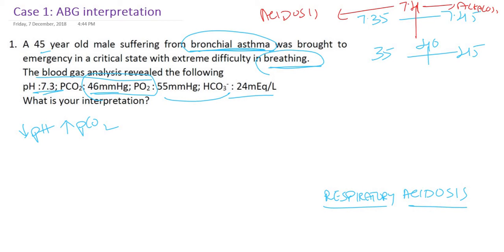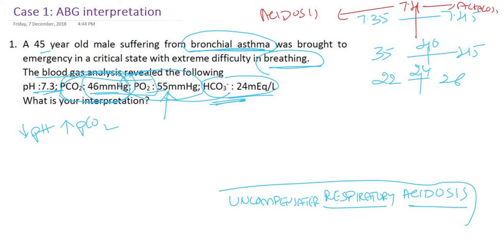Coming to the next parameter, bicarbonate. What is the normal? 22 to 26, so the average is 24. It is normal, so that means the compensatory mechanism has not started. We can write it is a clear-cut case of uncompensated respiratory acidosis. This is our diagnosis. So we'll move on to the next case.